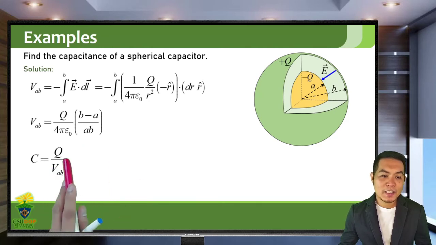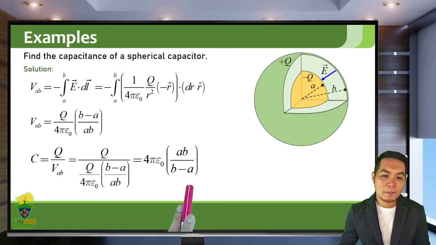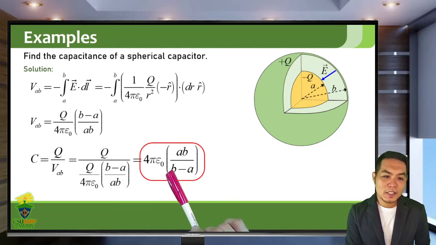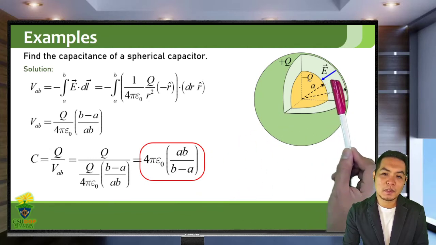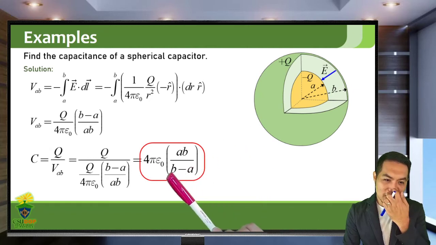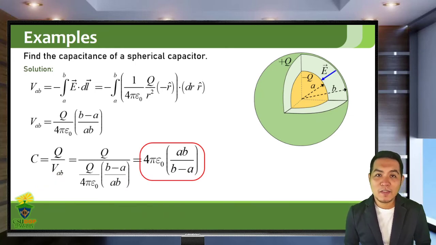So using the capacitance as charge per unit potential difference, you substitute the result for the potential difference, and you get the capacitance for a spherical capacitor. You will notice that it depends only on the radii of the shells, a and b. Similarly, b minus a is the separation distance between the two shells. If this separation distance is very, very small, then your capacitance will become very, very large, similar to the parallel plate capacitor.